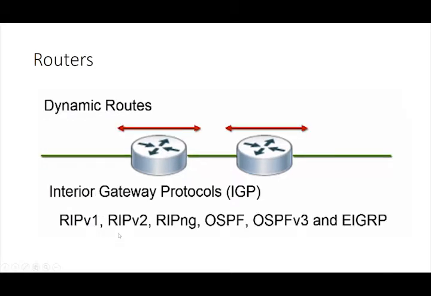Dynamic routes are routes that are learned and advertised by dynamic routing protocols. These protocols fall into two primary categories. The first are interior gateway protocols, IGPs. Interior gateway protocols are designed to run inside an autonomous system, or AS. The next category is exterior gateway protocols, or EGP. Border Gateway Protocol, or BGP, is designed to run between autonomous systems.